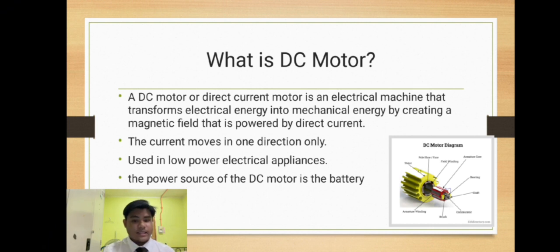What is a DC motor? A DC motor or direct current motor is an electrical machine that transforms electrical energy into mechanical energy by creating a magnetic field that is powered by direct current. The current moves in one direction only, and it is used in low power electrical appliances. The power source of the DC motor is a battery.